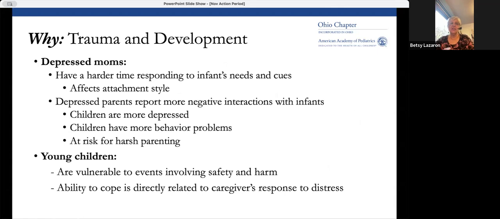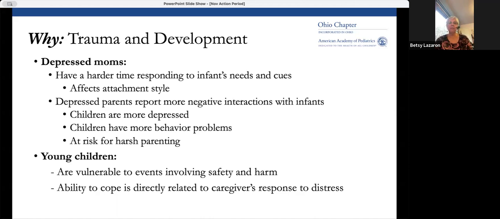And this trauma, childhood trauma, affects development of children. The depressed mom has a harder time responding to an infant's needs, and that affects the attachment style. So the depressed parent really reports much more negative interactions with the infant. This infant is fussy, this infant won't sleep. So the child becomes more depressed. Children have more behavioral problems, and they're at risk for very harsh parenting.